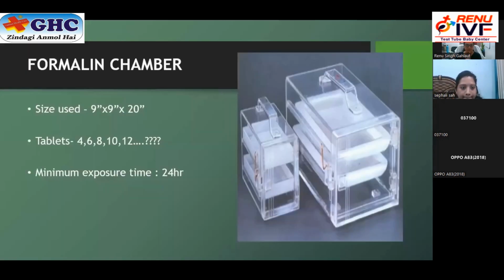Now, the formalin chamber. I said this is the bane of laparoscopy, because it has no standardization. In this, we use small tablets. The number of tablets may be 4, 6, 8, 10, 12, as much. And the minimum exposure time it requires is 24 hours.